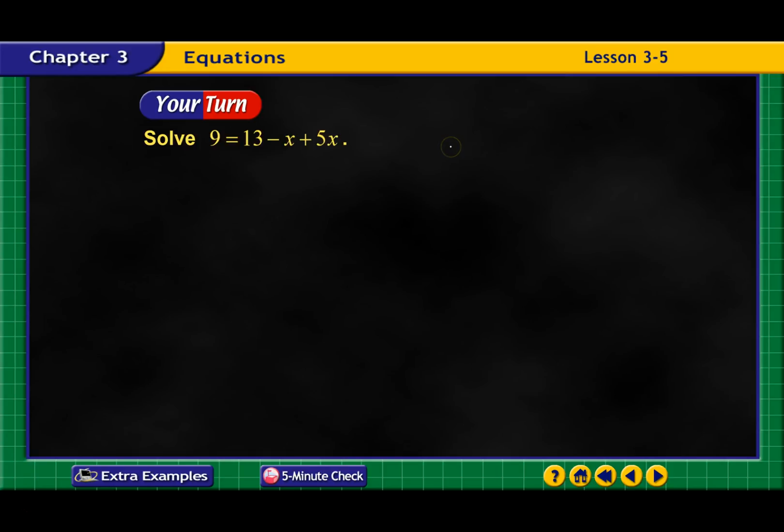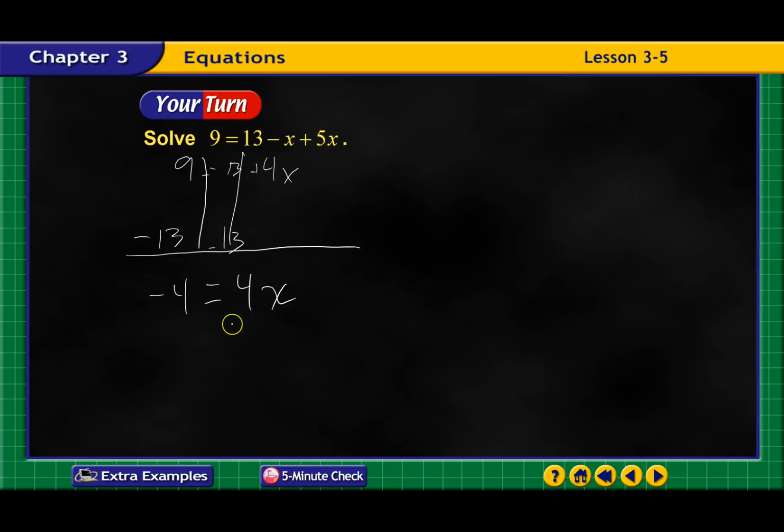All right, so we'll do this one fairly quickly here. So I'm going to combine like terms first. So that's going to go to 4x plus 13. Sorry, I went a little small here. Equals 9. From here, I can subtract 13 from both sides. That cancels. So that's going to go to negative 4 equals 4x. Divide by 4. That goes to negative 1 equals x.